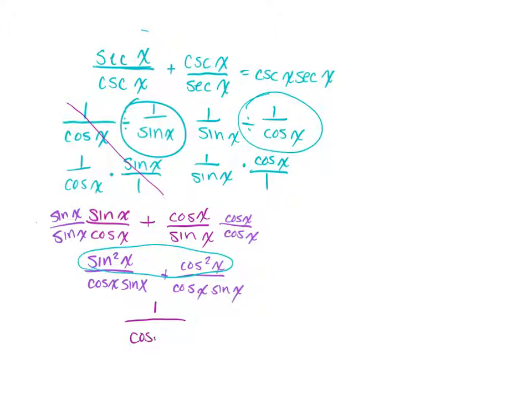Cosine of x, our denominator stays the same since we're adding fractions. I know that 1 over cosine of x is secant x, and 1 over sine of x is cosecant x. And I'm done.